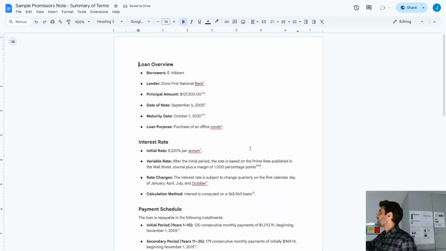Okay, so me and Gemini came up with what the main terms were, so that whatever 5-page legalese document, what are the relevant things, right? I just had ChatGPT read it and summarize. So the borrower, I just changed his name. The lender was Zion's First National Bank. Okay, they're the ones that initially gave him the loan. I bought the loan from Zion.